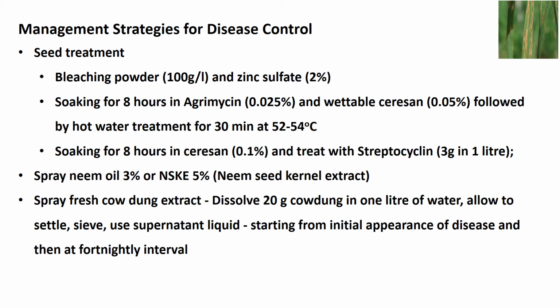Another method is the spraying of fresh cow dung extract, which may be prepared by suspending cow dung in water and after allowing to settle for some time, the supernatant liquid may be sieved out and sprayed in the field. And this treatment should start from the initial appearance of disease and then it should be repeated at fortnightly intervals.